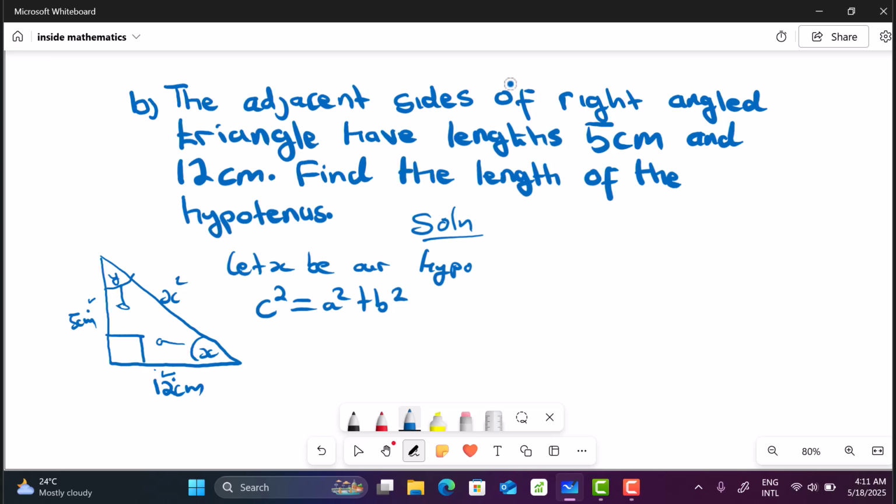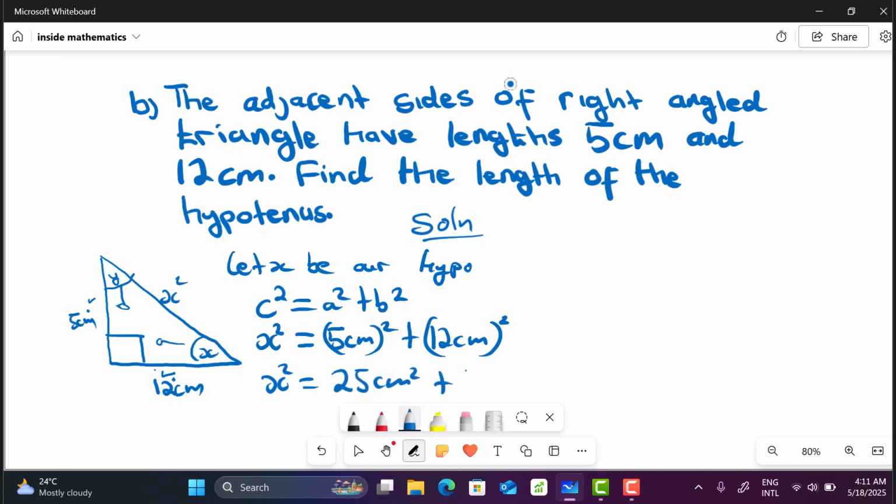In this case, our c squared is nothing but x squared, and for a squared, remember we said we do not have any specifics on which side is the adjacent and which side is the opposite. So let us just say 5 squared, 5 centimeters squared, plus 12 centimeters squared. So we are doing substitution of values. Here x squared is equal to 25 centimeters squared plus 144 centimeters squared.